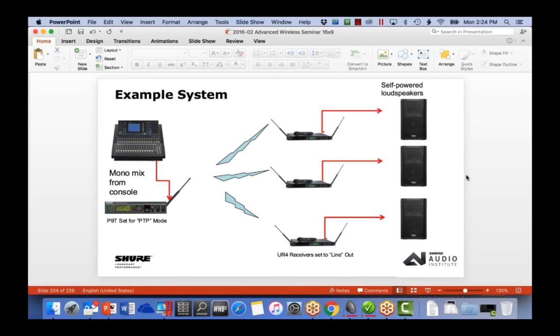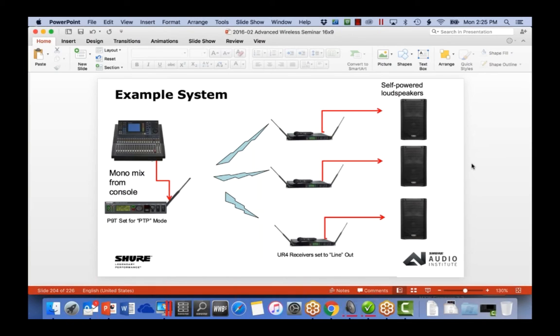There's a slight mode change that you put the PSM transmitter into, so-called point-to-point mode. And when you do that, it recharacterizes the radio signal so that it appears to be like a wireless mic signal. And then the UHF-R receiver can pick that up. You can get line or mic level out of that receiver. You've got remote antennas. You've got AC power, all that good stuff. So that's kind of the elegant way to do it.